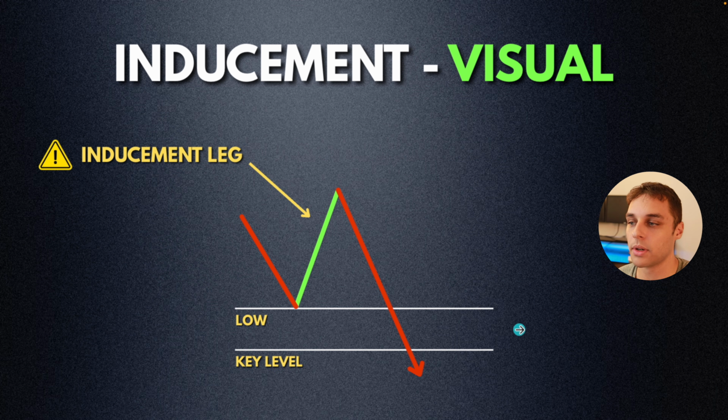So continuing forward, let's look at a visual of an inducement leg. As you see here, if you have a low and then you have a key level right below that low, price is coming down, and then we start to retrace against that bearish trend in this example. So this green line, this retracement against that bearish trend, is the inducement leg. And this is where a lot of traders get trapped, only to see price then roll over down to the low and to and through the key level.